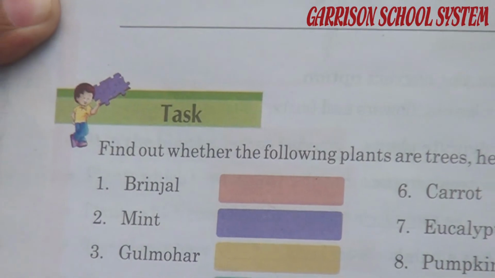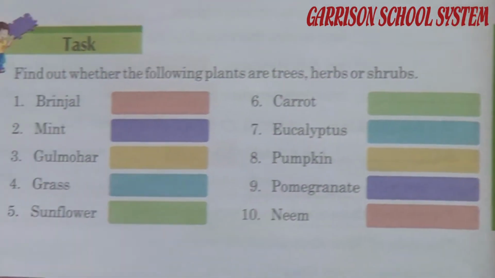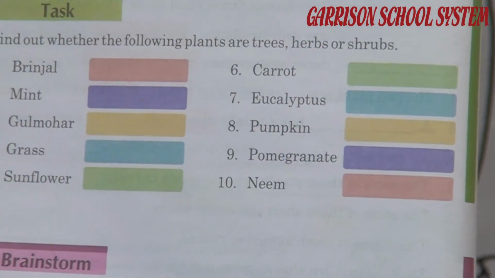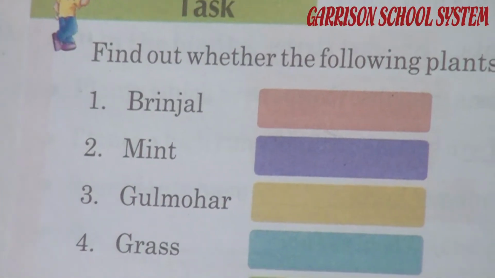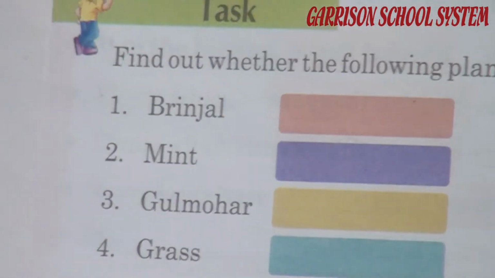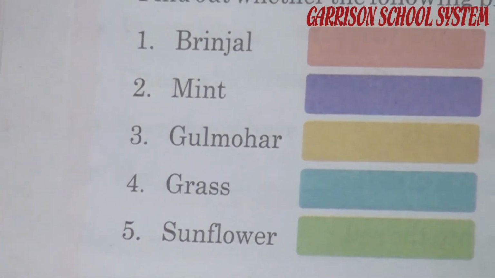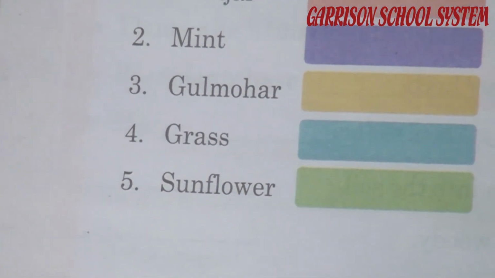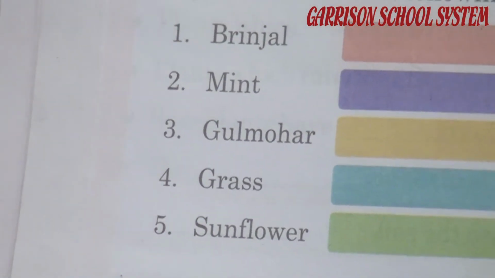Next is the task activity for you. Here are names of the different types of the plants and you have to find out whether the following plants are trees, herbs or shrubs. Number 1 is brinjal. Brinjal is a herb. Number 2, mint. Mint is a herb. Number 3, gulmohar. Gulmohar is a tree. Number 4, grass. Grass is herb. Number 5, sunflower. Sunflower is shrub.